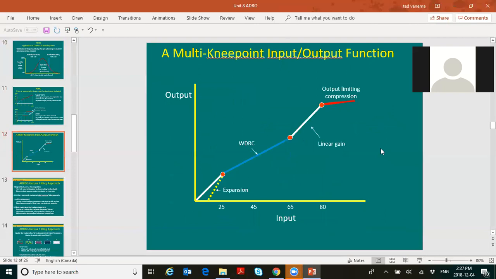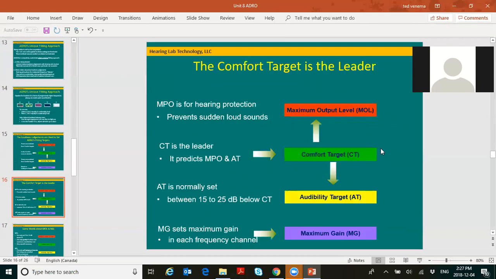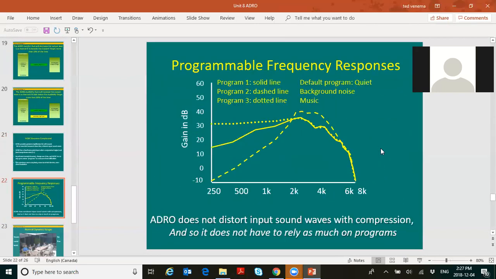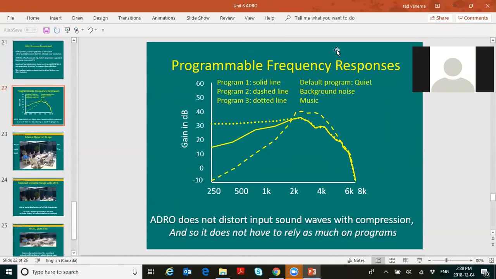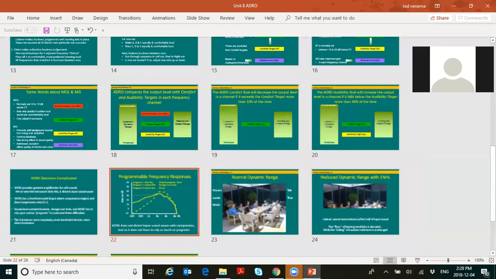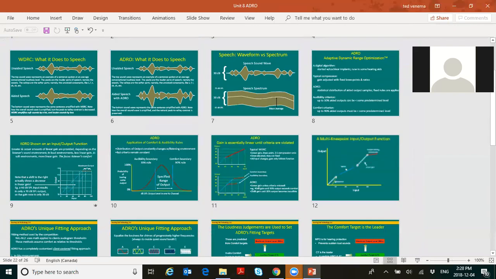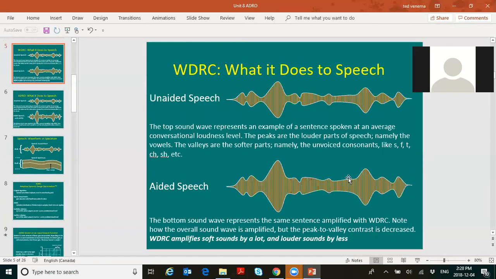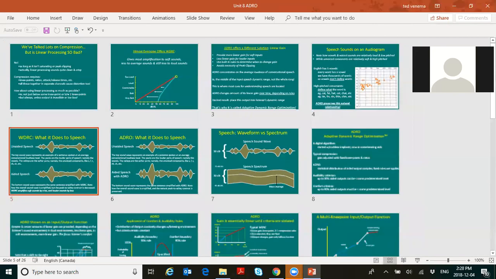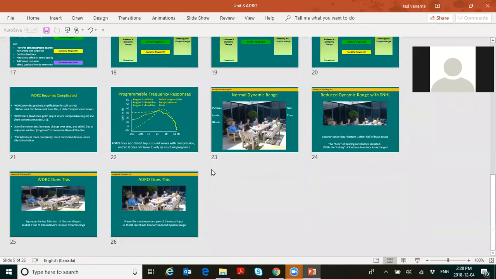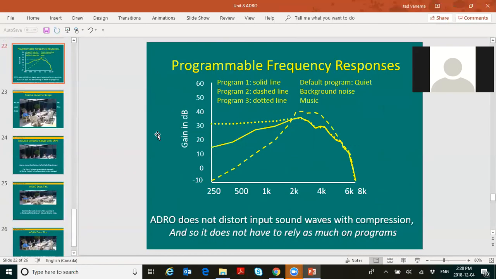So anyway, here's basically the gist of things. When you've got WDRC, because it muddies the speech signal, because WDRC does this, because it reduces the peak to valley contrasts, therefore it relies on the necessity of using all these different programs for listening in noise, for listening in quiet, for listening to music.